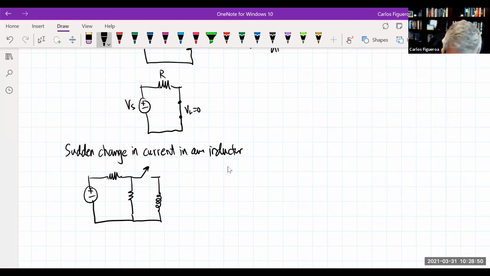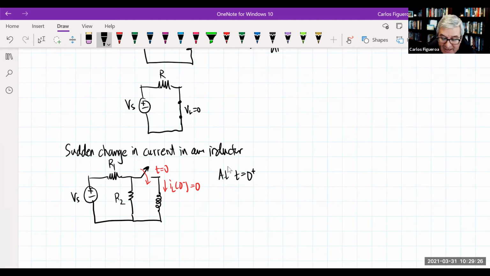So what we're going to assume here is that we close the switch at t equal to 0. Initially, IL at 0 minus is 0. Of course, I have some resistor 1, resistor 2, and some voltage source. At t equal to 0 plus, the switch is closed and the inductor is now in the circuit.